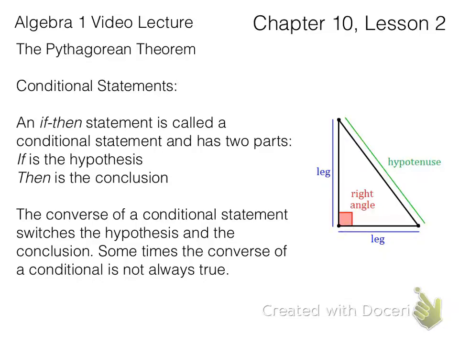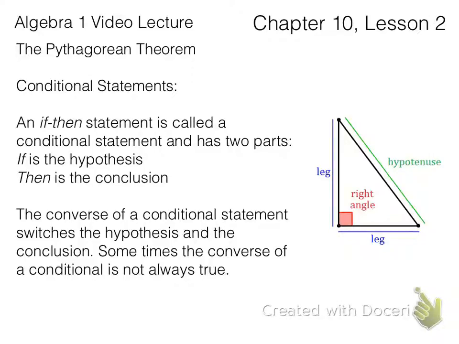Okay, conditional statements. Now, I don't expect you to quite memorize what a conditional statement is right now, but the moment you hit geometry, which is in about a chapter and a half, you're going to have to know what a conditional statement is. So let's talk about conditional statements. An if-then statement is called a conditional statement and has two parts. The if part is the hypothesis, the then part is the conclusion.